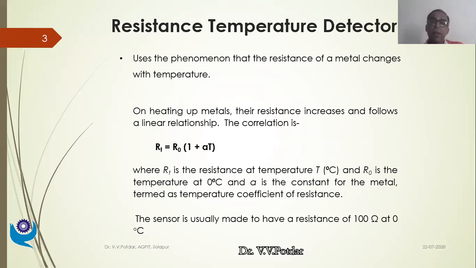The sensor is usually made to have a resistance of 100 ohms at 0 degrees Celsius. Now this is the representative value. It is not always necessary that it should be 100 ohms only. Depending on the application and the material composition, the resistance value at the reference temperature of 0 degrees Celsius might vary from material to material.